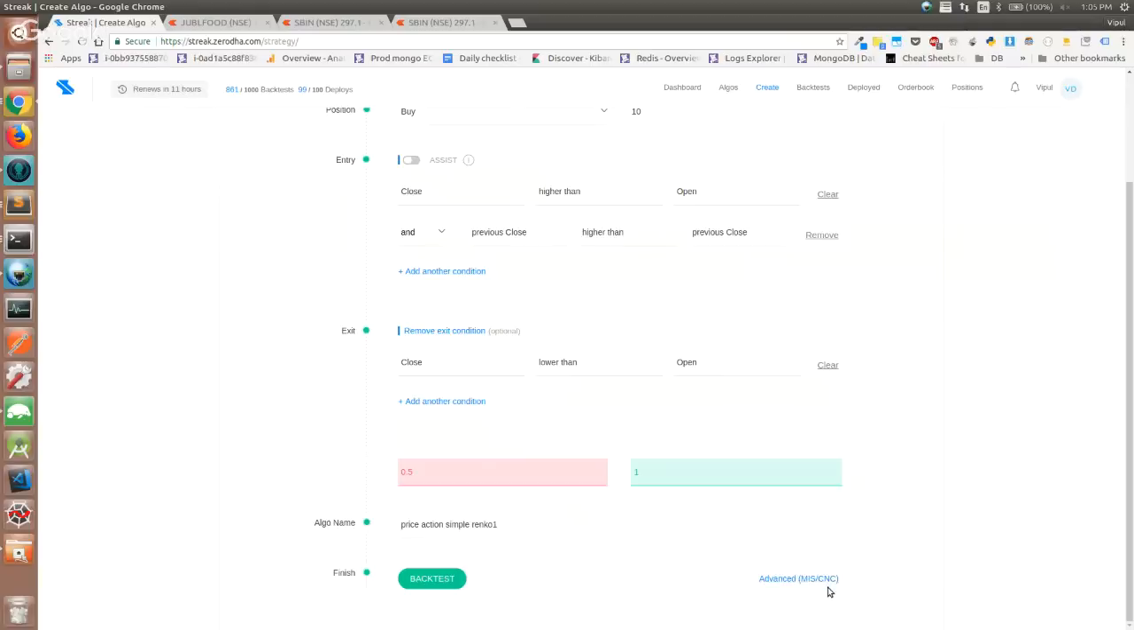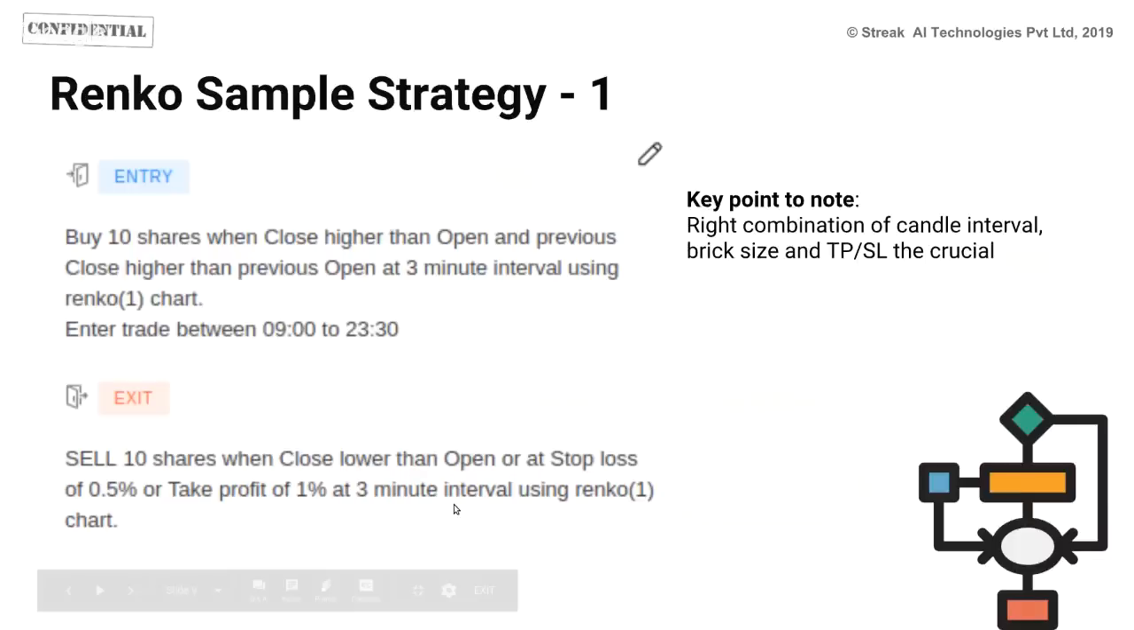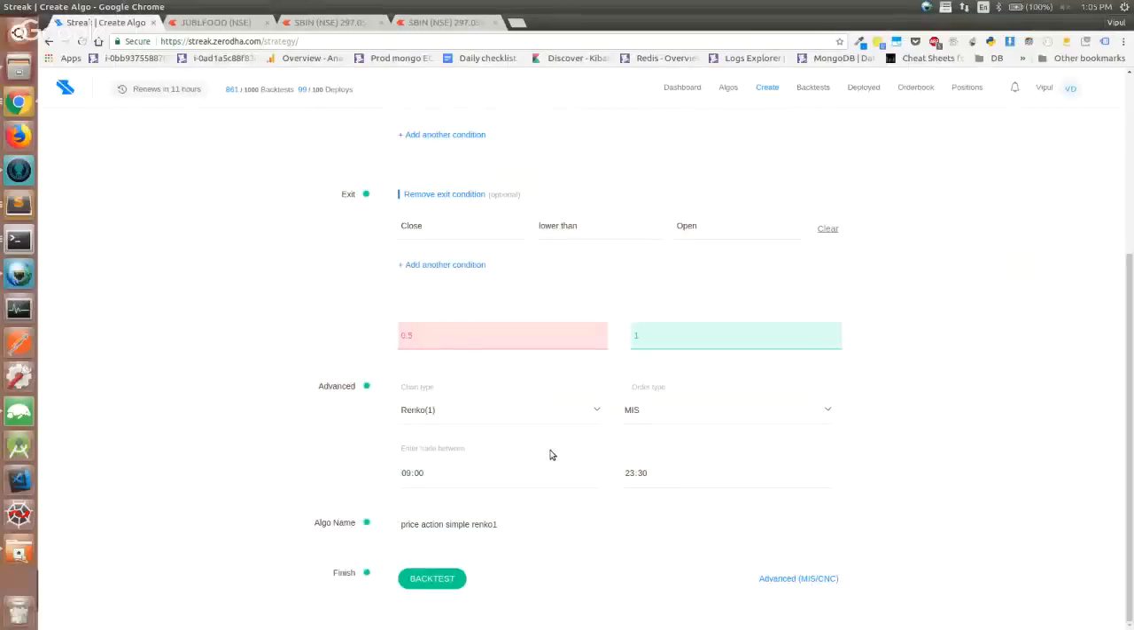Again, to select Renko chart type, you need to be on the ultimate plan, and you can go here in advanced settings and just select Renko. Now the brick size I'm going to select here is 1, okay, because again the chart shows 1, but I'll show you how the brick size will change the backtest results drastically.